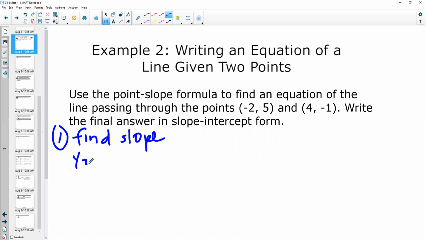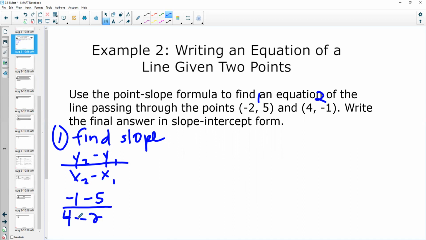Remember, it's y2 minus y1 divided by x2 minus x1. We have that. So I'm going to make this point number 1, this point number 2, and it's going to be -1 minus 5 over 4 minus -2. So on the top, I'm going to get -6. On the bottom, I'm going to get 6. And that means my slope is going to be -1.